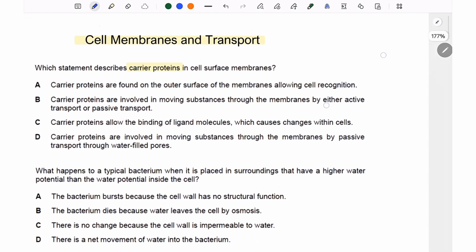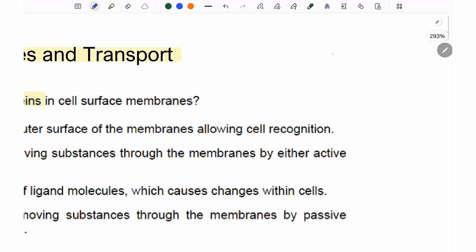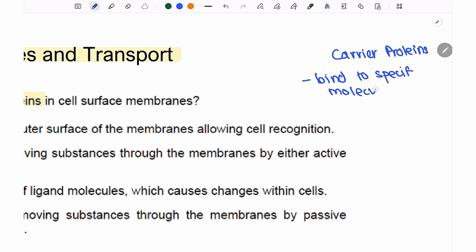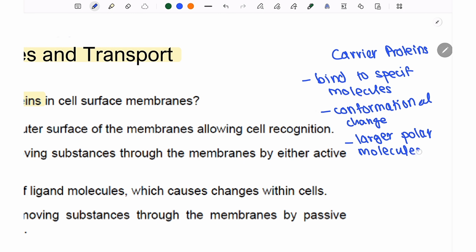So the two transport proteins we know are carrier proteins and channel proteins. Let's see what we know about carrier proteins. Carrier proteins bind to specific molecules. There will be a conformational change. They transport larger polar molecules. And some examples would be glucose, amino acids. So there's specific carrier proteins for glucose and specific ones for amino acid, each one.